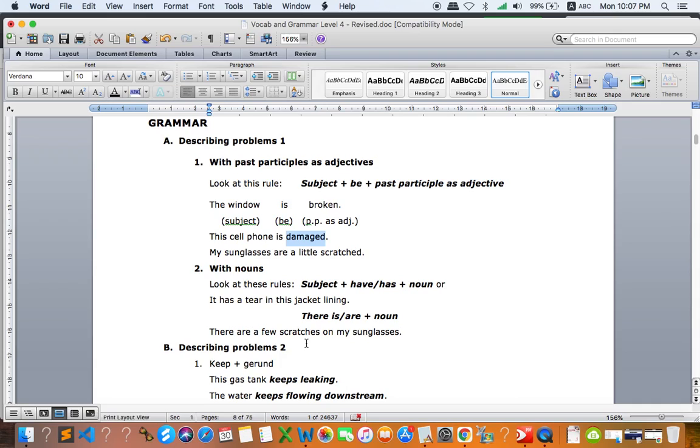Okay, all right, so as you can see, once again, to describe problems one, we can use a past participle that functions as an adjective to describe that problem, and we also can use a noun with two forms right here: subject plus have or has plus noun, and there is or there are plus noun. The noun right here refers to the problems. Okay, a tear is a problem. The subject is an item or items. And there is or there are right here refers to the number of problems, singular or plural.